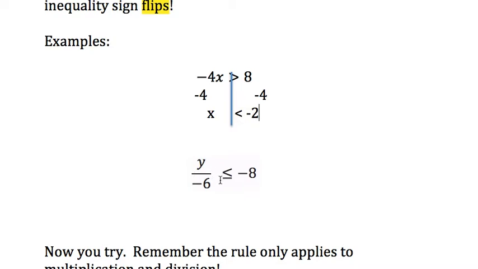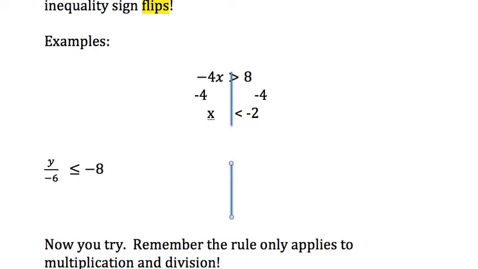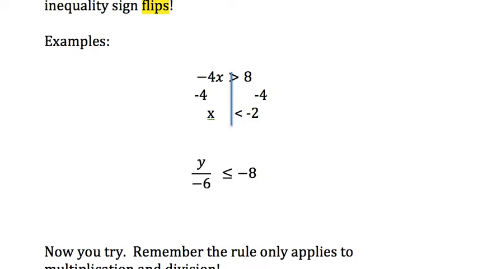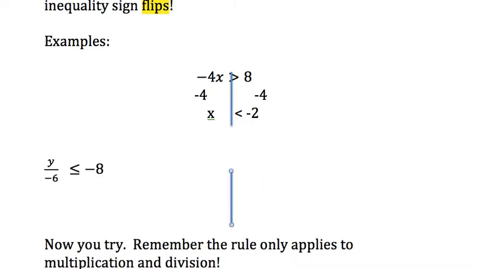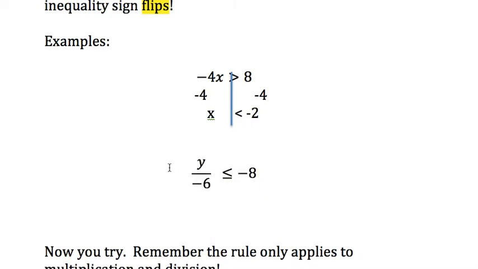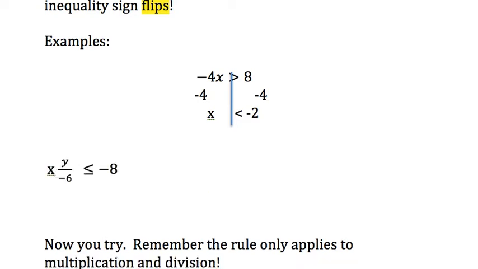Let's look at one more. We have y divided by -6 is less than or equal to -8. Since we're dividing over here, we know that we need to multiply by -6 on both sides to get our y by itself. So that stays the same. Draw our line down our inequality sign. You go ahead and draw your line down your inequality sign. Mine's not cooperating. We're going to do times -6 on both sides.